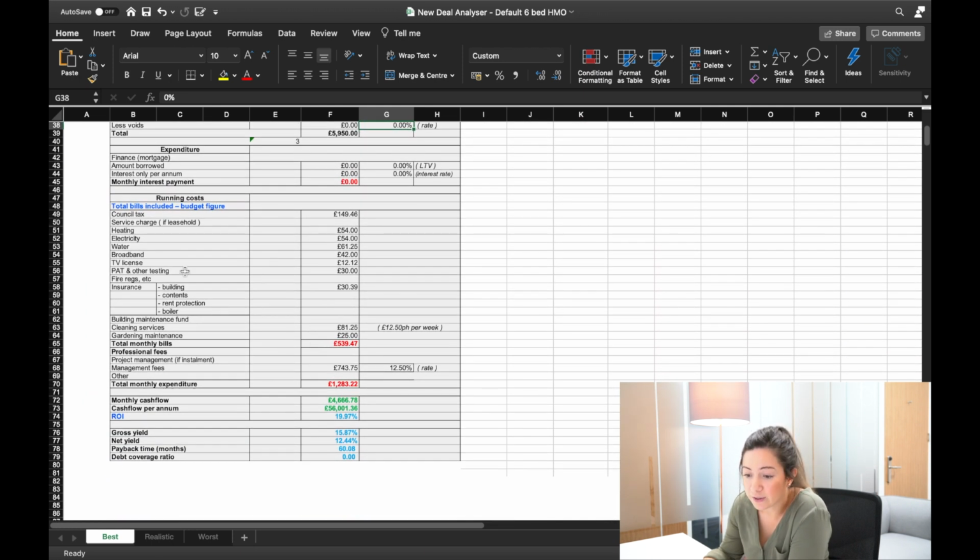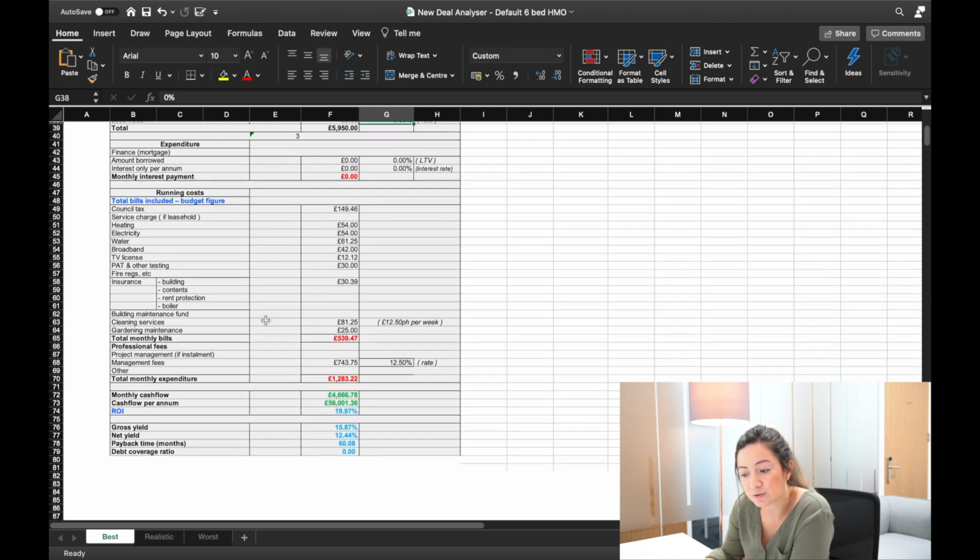Then we go down to the running costs. So you've got your council tax, service charges if you've got a leasehold property. You've got heating, electricity, water, broadband, because obviously that's important in an HMO, TV license, PAT testing and other testing. Some of these are monthly costs, and your PAT testing wouldn't necessarily be a monthly cost, because you only have it done once a year. So what you do is calculate your annual cost, divide by 12, and then put that figure in there.